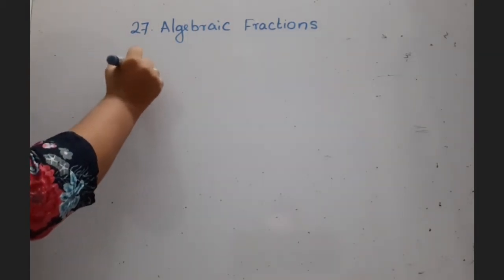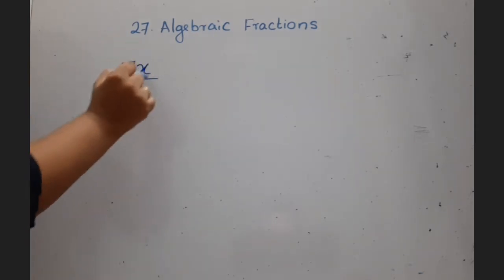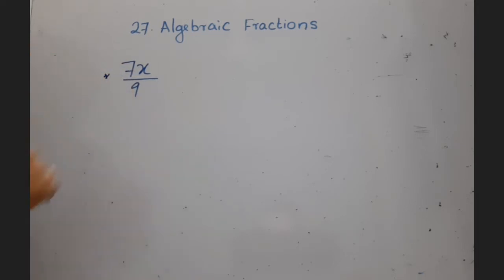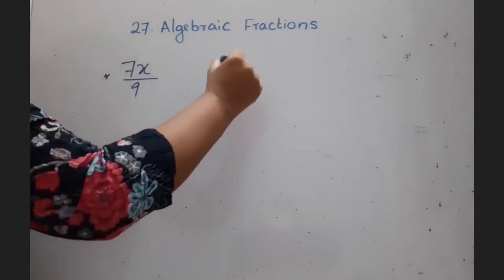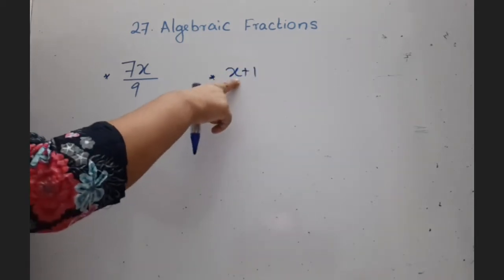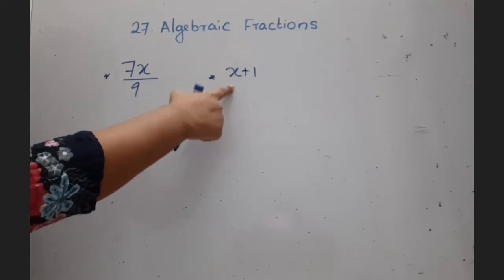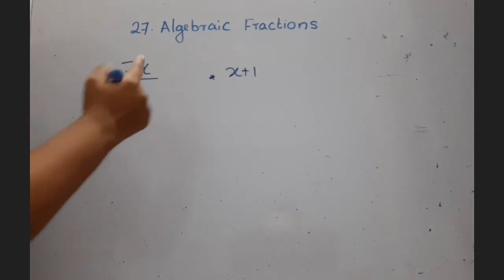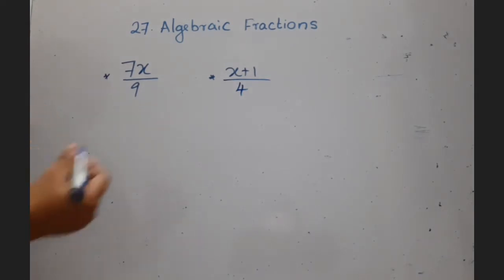Look at the first one now. Here you can see the numerator contains an algebraic symbol. So this is an algebraic fraction. I'm going to write another one. Now you know this is an algebraic expression. What is an algebraic expression? With any algebraic symbol, if a mathematical operation takes place, that is known as an algebraic expression. So here this is an algebraic fraction because the numerator contains an algebraic expression.